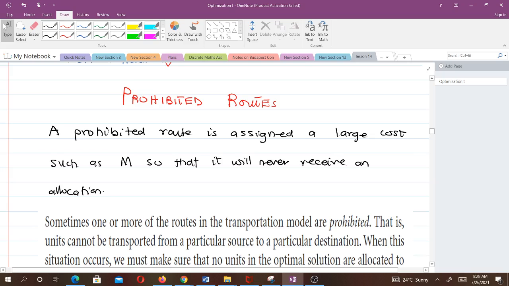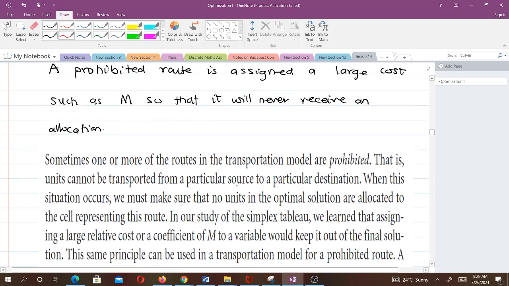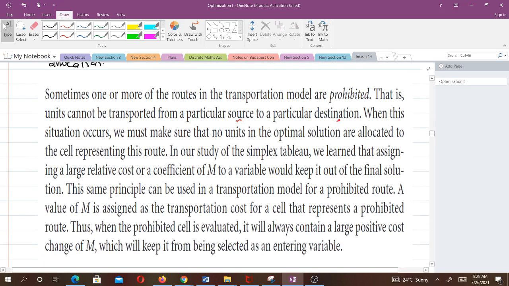Why we do that is that sometimes one or more of the routes in a transportation model are prohibited. That is, units cannot be transported from a particular source to a particular destination. When this situation occurs, we must make sure that no units in the optimal solution are allocated to the cell representing this route. In our study of the simplex tableau, we learned that assigning a large relative cost or a coefficient of M to a variable would keep it out of the final solution, using the big M method.